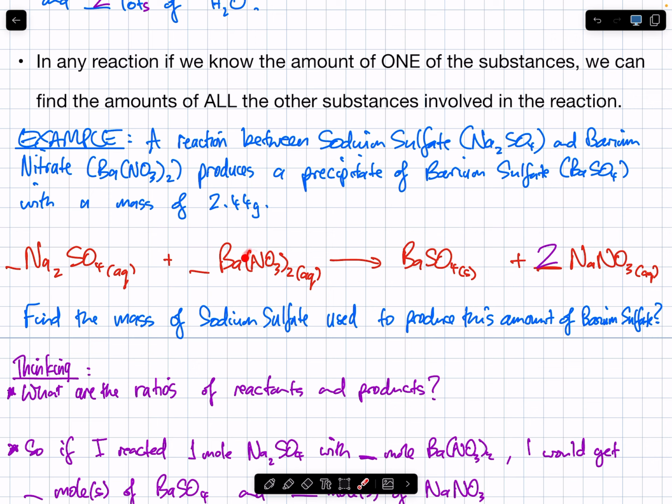How many N's do I have? N, but it's in brackets, so it's times by 2. How many N's are here? 2, because of the 2 out the front. It's all balanced.